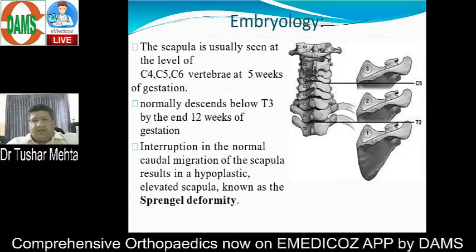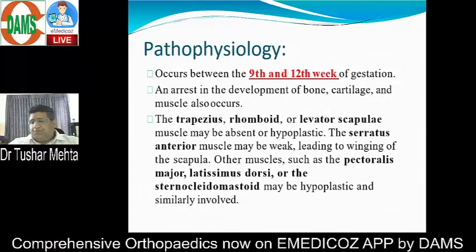if this caudal migration is not followed, if that is interrupted, so you'll end up with an elevated scapula, hypoplastic scapula, medially rotated scapula, and Sprengel scapula or Sprengel's deformity. These landmarks are very important. The C5, मेरी बात समझ रहे हो बच्चे? The C5 landmark and T2 landmark is very important. I'll tell you in one of the slides ahead.